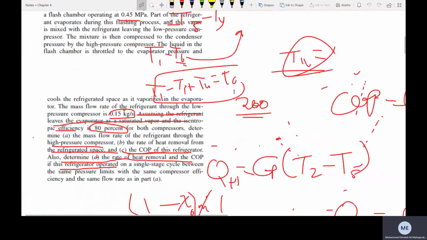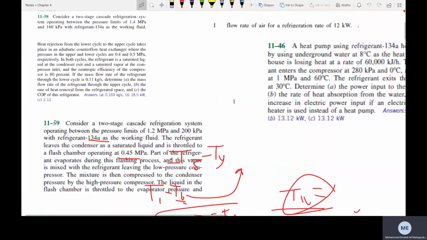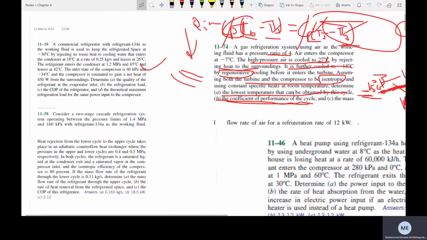Last time, if you remember, we did the refrigeration cycles. I've done 4 problems, I guess, and there is a 5th one I uploaded.